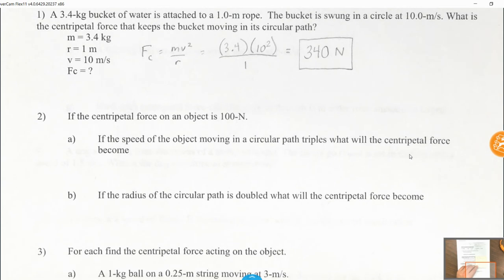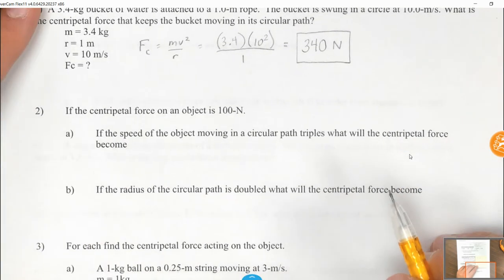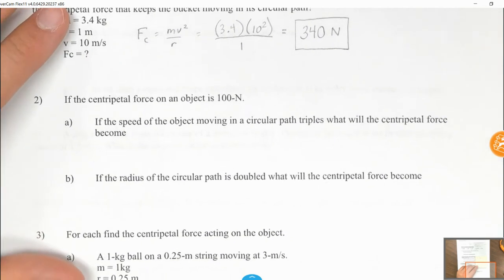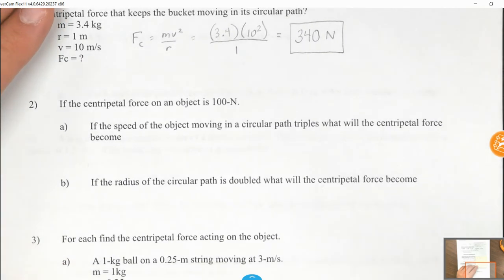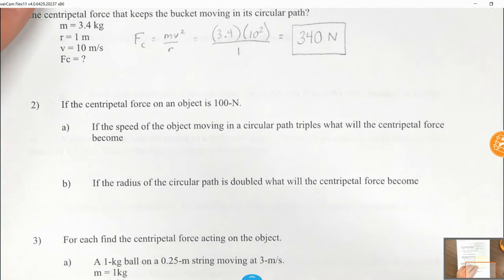So what's going on in this one too? If the centripetal force on an object is 100 newtons, if the speed of that object moving in a circular path triples, what would the centripetal force become? Well, we don't know what the mass is. We don't know what the radius is. What the heck is going on? So when you come across problems like this, it's a proportionality kind of problem. And for when you get those, I always tell you guys to use the ones equation.